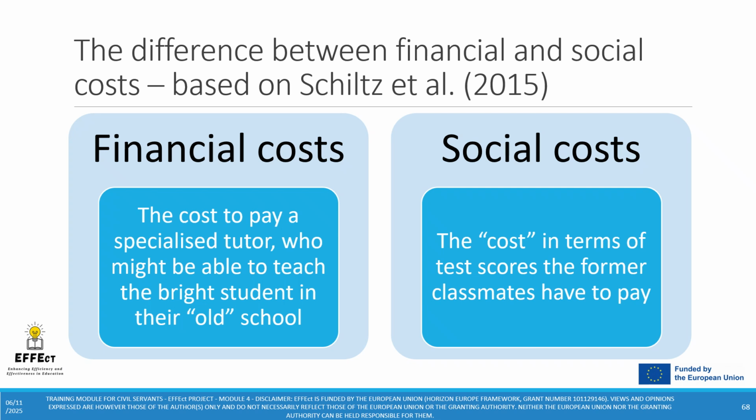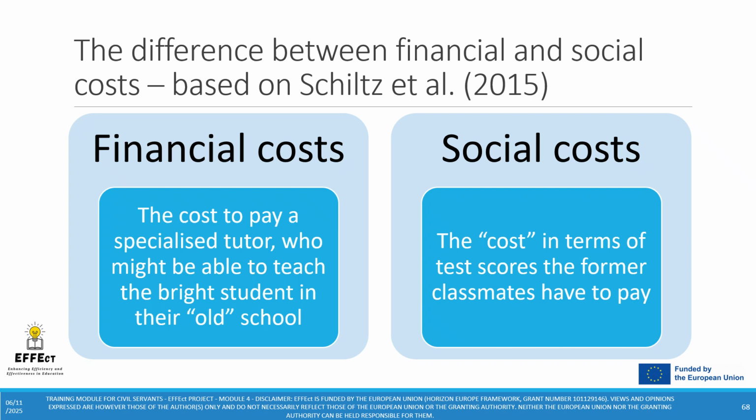While financial costs would be the cost to pay a specialized tutor who might be able to teach the bright student in their old school, social costs might be the cost in terms of test scores the former classmates have to pay. The main point of this example is to say that if we only focus on the financial costs, then the computation would be very clear. Rather than paying a specialized tutor who might be able to appropriately teach the gifted student, this student should rather be sent to an elite school where they can be adequately taken care of.